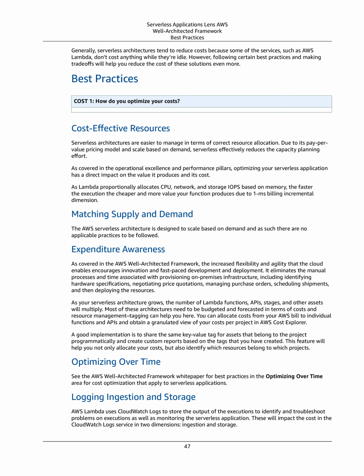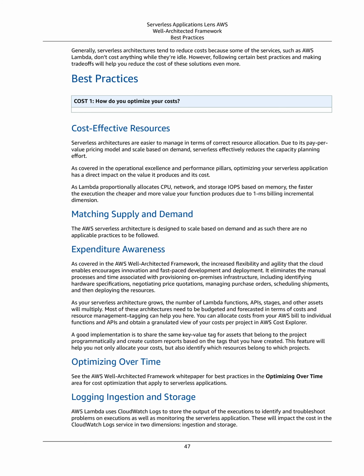Best practices. Cost 1. How do you optimize your costs? Cost-effective resources. Serverless architectures are easier to manage in terms of correct resource allocation. Due to its pay-per-value pricing model and scale based on demand, serverless effectively reduces the capacity planning effort. As covered in the operational excellence and performance pillars, optimizing your serverless application has a direct impact on the value it produces and its cost. As Lambda proportionally allocates CPU, network, and storage IOPS based on memory, the faster the execution, the cheaper and more value your function produces due to 1 millisecond billing incremental dimension.